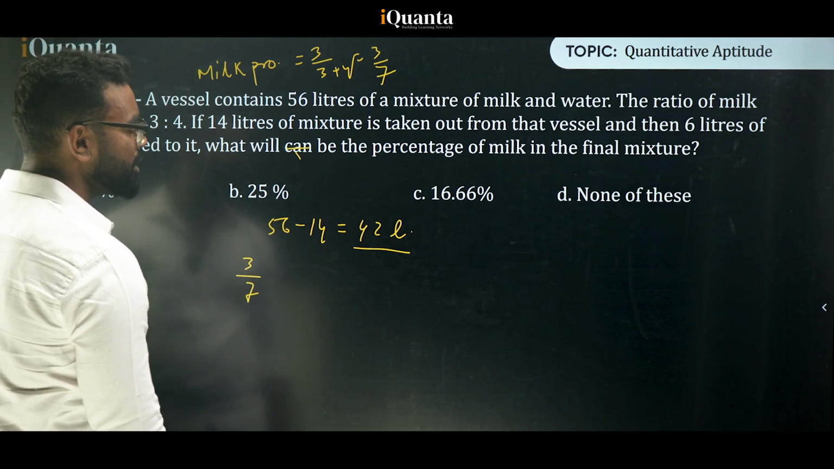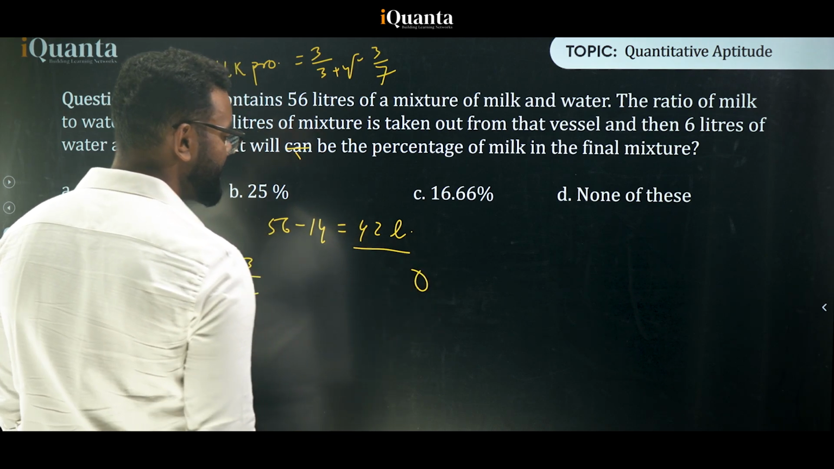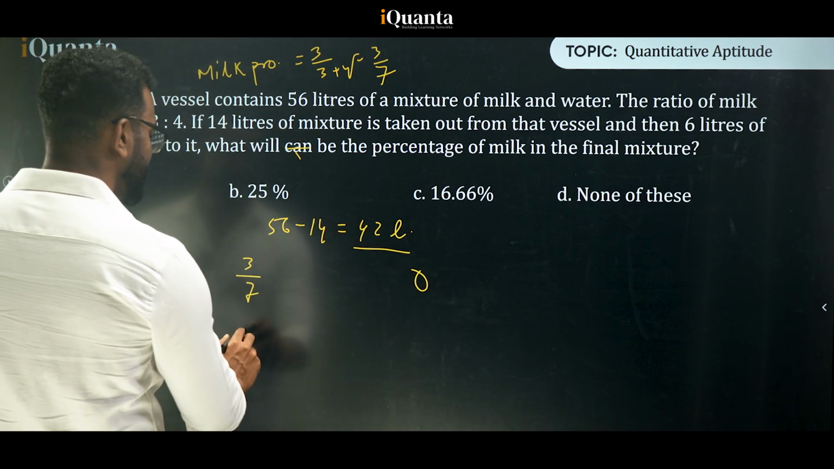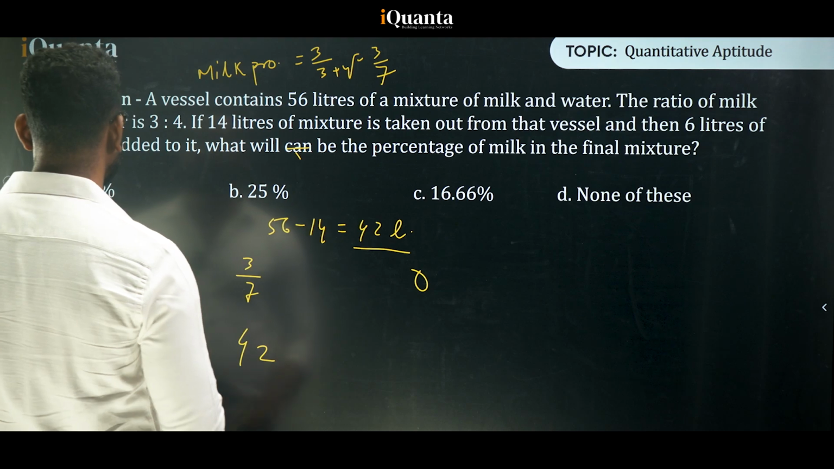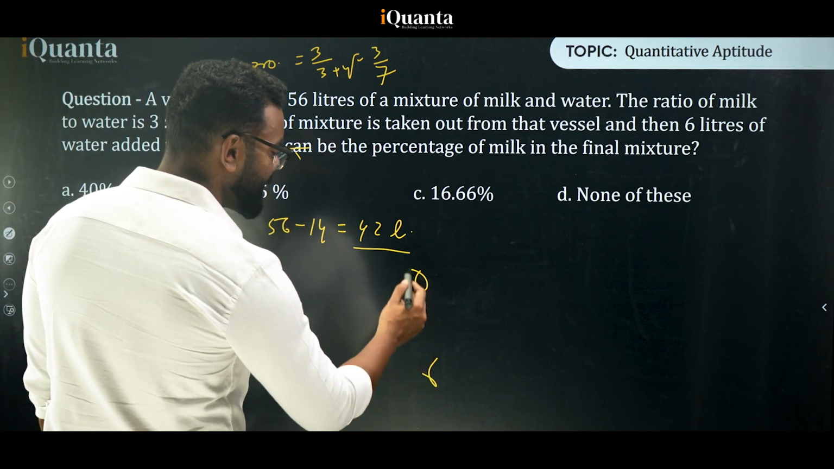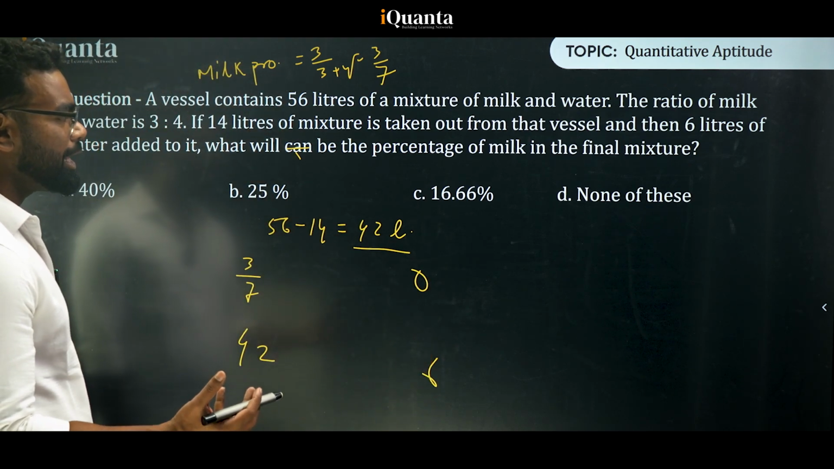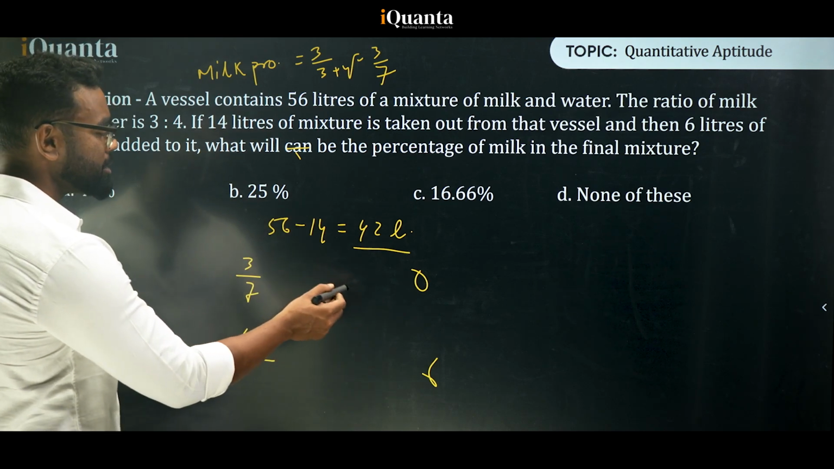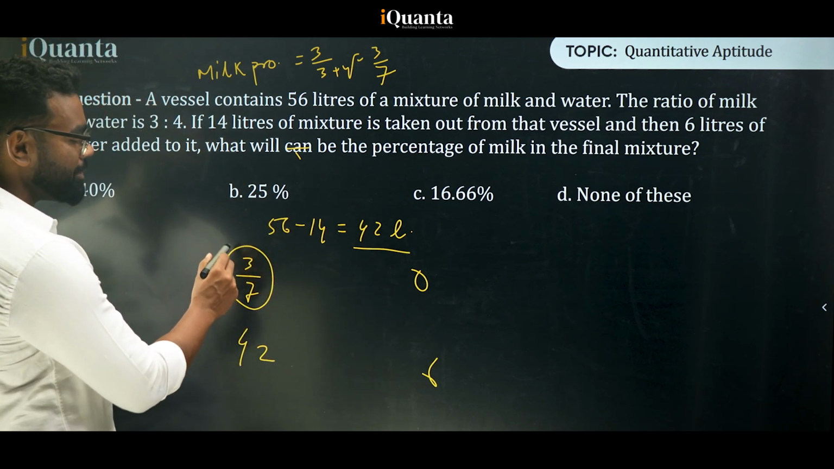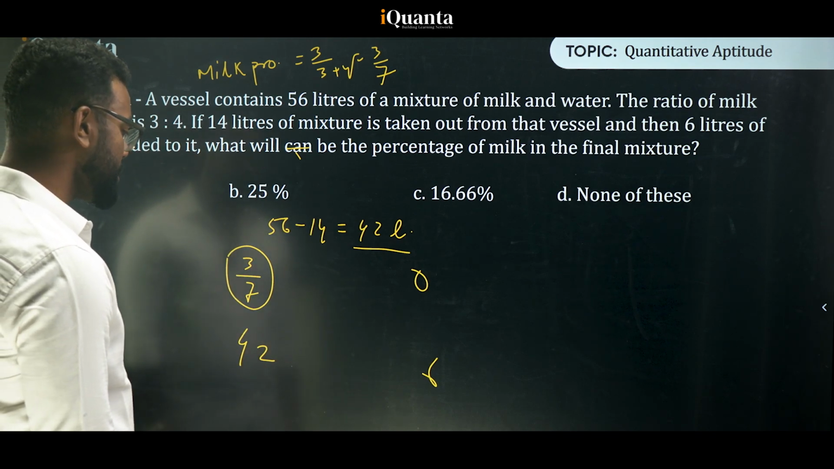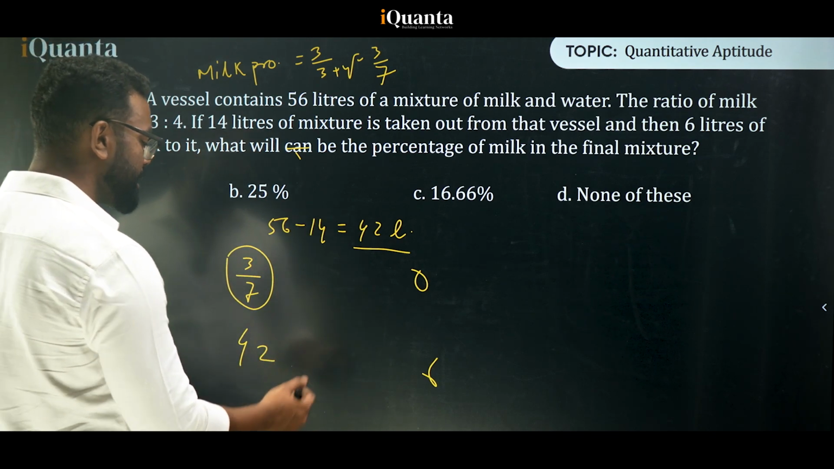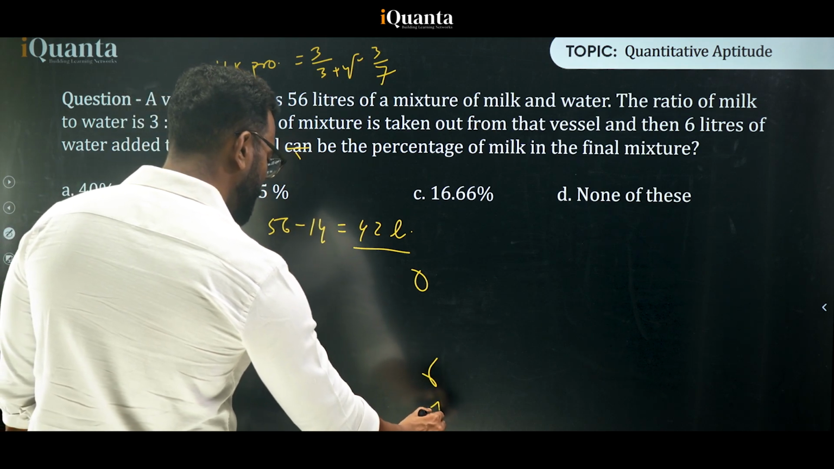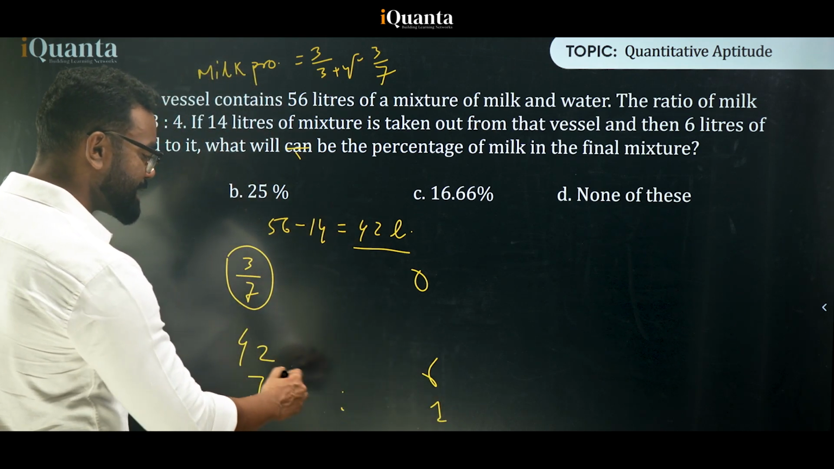Now in the water, how much milk is it? It is 0, right? The quantity is 42 liters, and you are adding 6 liters of water. Why am I taking 0? Because if I'm adding water, that means there is 0% milk. So here 0 is the milk, and here 3/7 is the milk. Now what is the average of it? You need to find the average. The ratio is 1:7, that is the ratio. You can see the ratio is this.